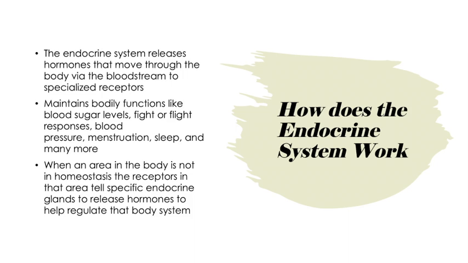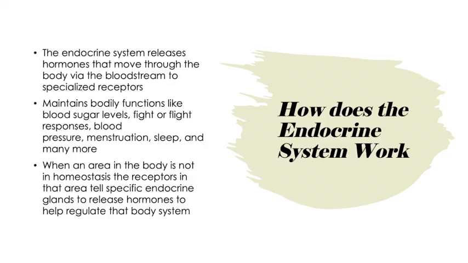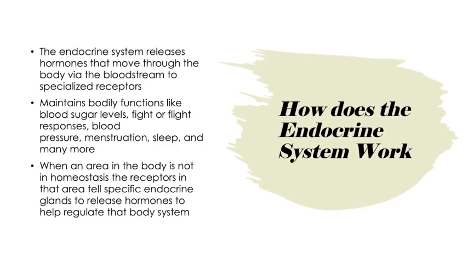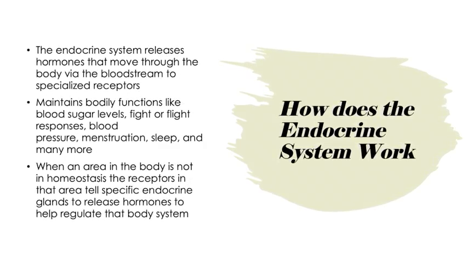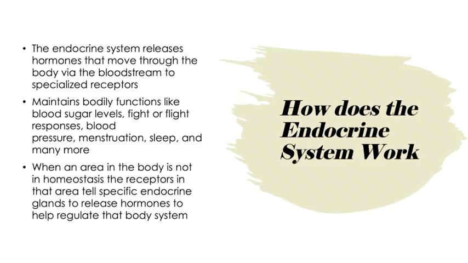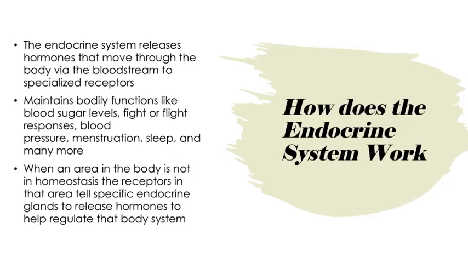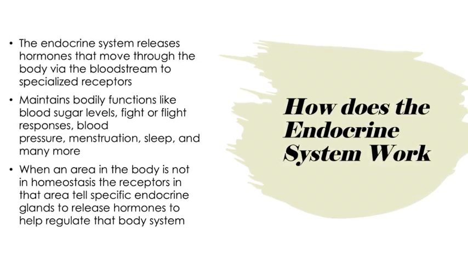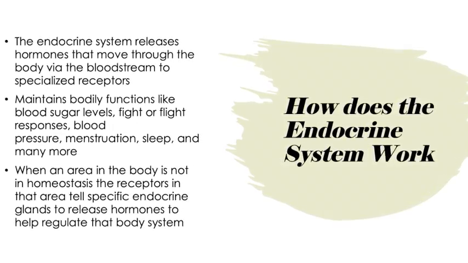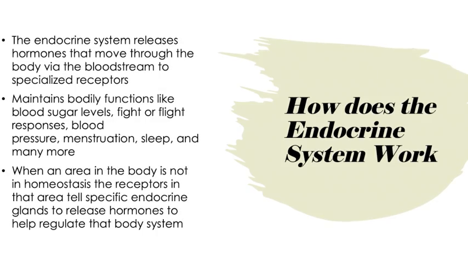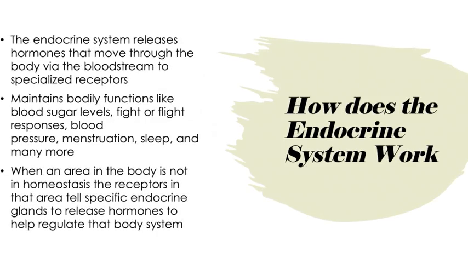The endocrine system releases hormones that move throughout the body through the bloodstream until they reach specialized receptors. The endocrine system will maintain bodily functions like blood sugar levels, our fight or flight response, blood pressure, menstruation, and our sleep cycle. When an area in the body is not in homeostasis, the receptors in that area will tell the glands to release hormones to help regulate that system.